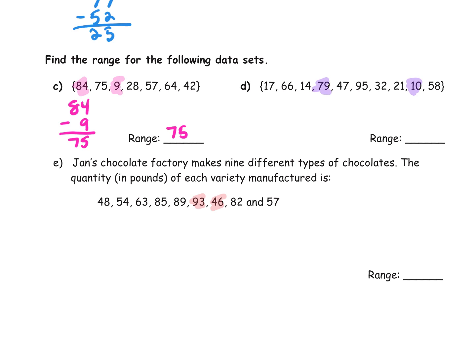For our next set, letter D, the highest value was 79 minus the lowest value, which was 10, leaving a value of 69, meaning there's 69 numbers between the highest and lowest data value.